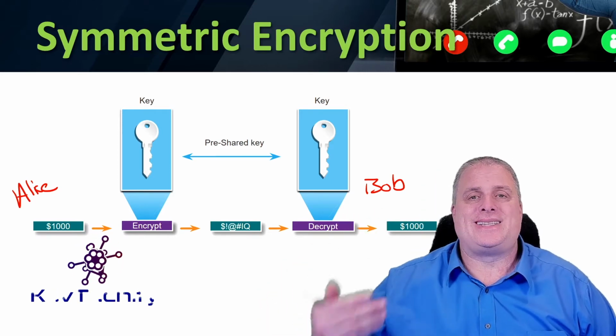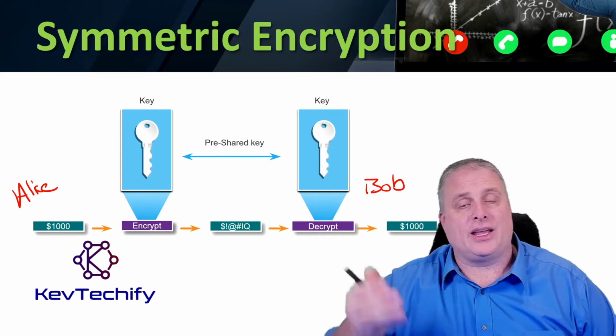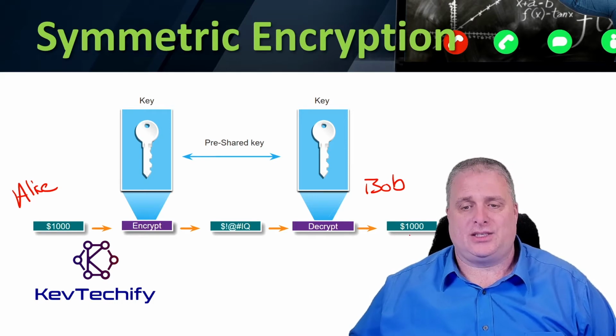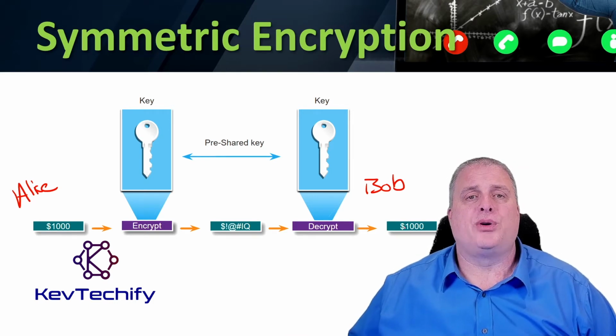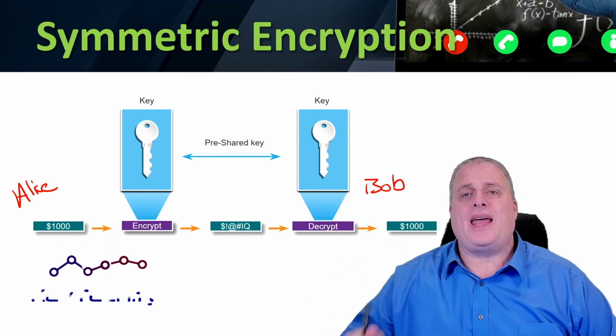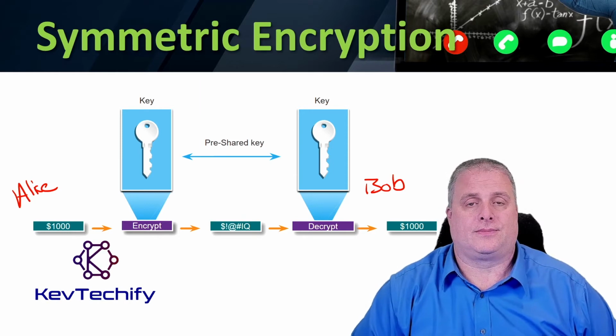Now, when Bob receives the box, he uses his key to unlock the padlock and retrieve the message. It's that secret message. Maybe it was that $1,000. Whatever Alice put in there, Bob can now get. And Bob can use that same box and padlock to send a secret reply back to Alice.